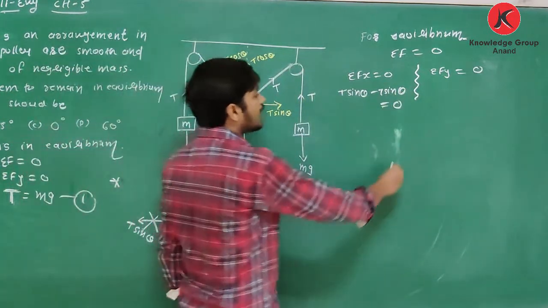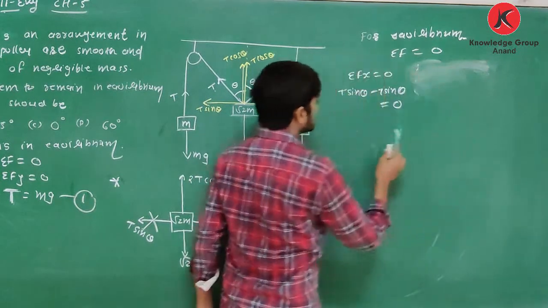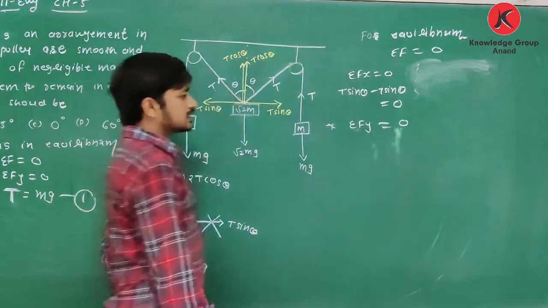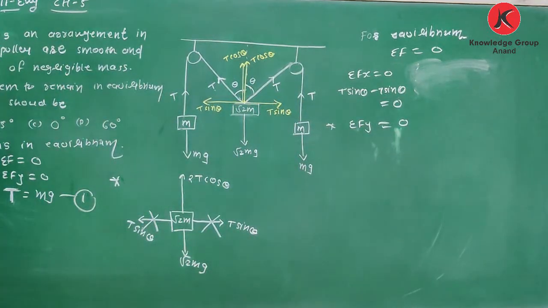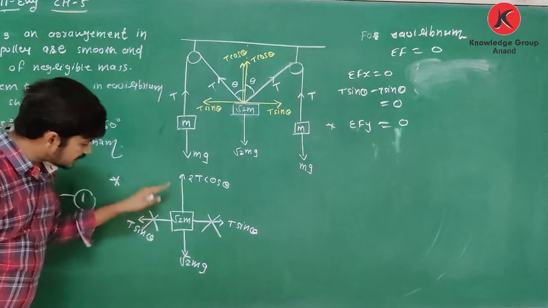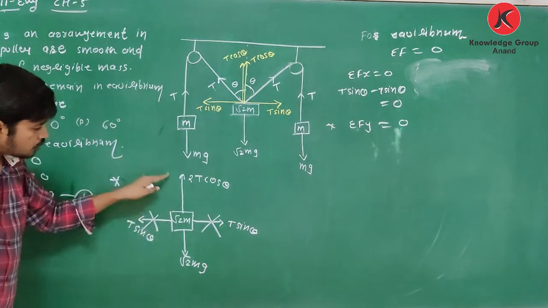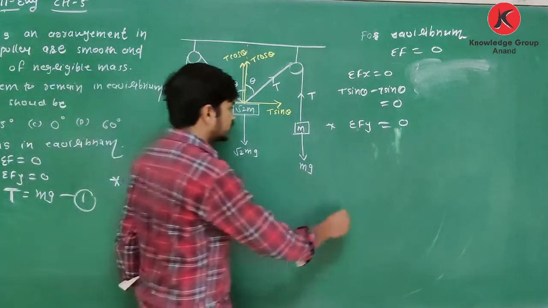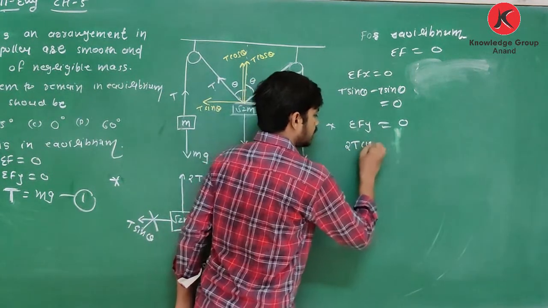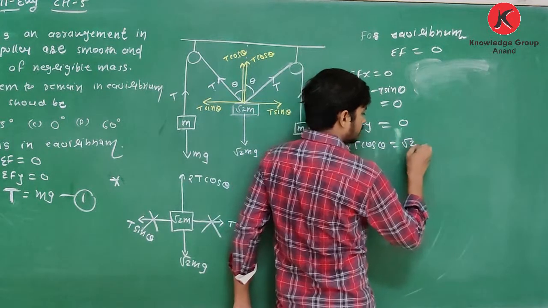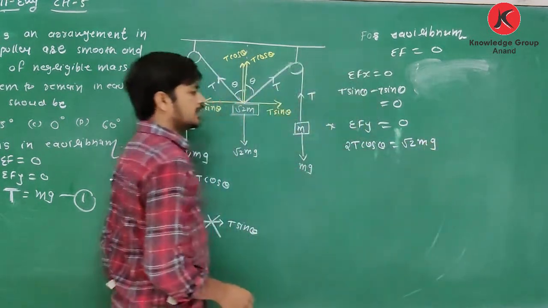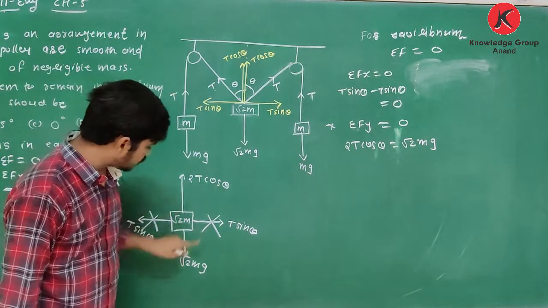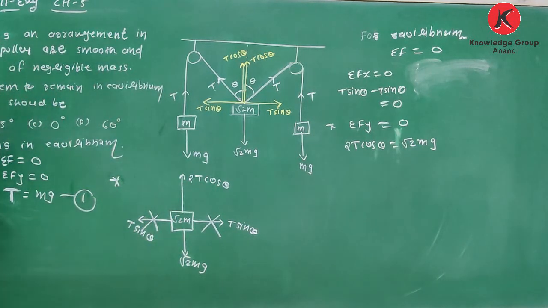Now what about sigma Fy? Sigma Fy is equal to 0. In the upward direction the force is 2T cos theta, and in the downward direction it is root 2 mg. So I can write 2T cos theta is equal to root 2 mg. Clear about this?